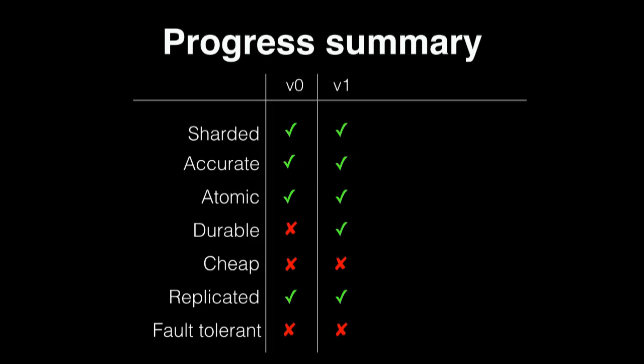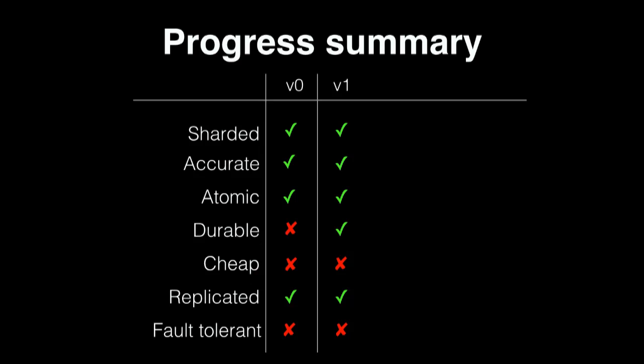So now, in the second version, we solve the durability problem. If we lose some data on our database node, that's no problem, because we can get the data back by just reading either from the Kafka cluster directly or by downloading all the messages that we have uploaded to S3.